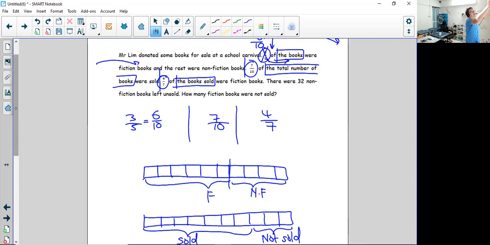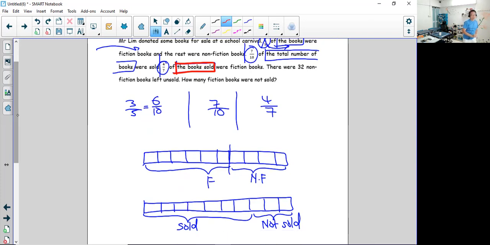So the third fraction is talking about what? It's talking about this, right? The books sold. So now I go to my model and look for the same thing. Look for the books that were sold. So where are the books that were sold? Which is over here. Can you see? These are the books that were sold. And how many boxes do I have inside? 7. And isn't that exactly the same?